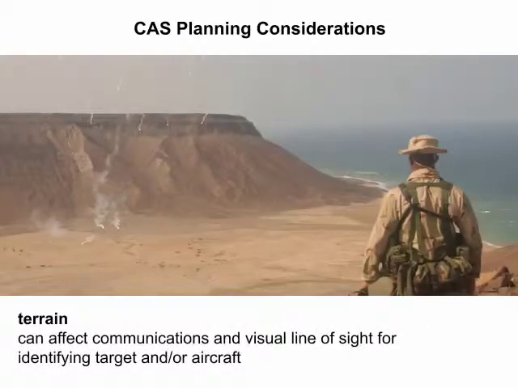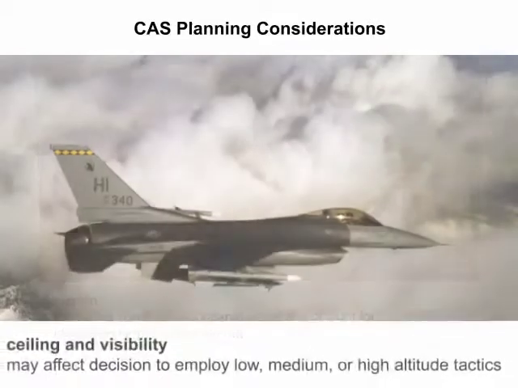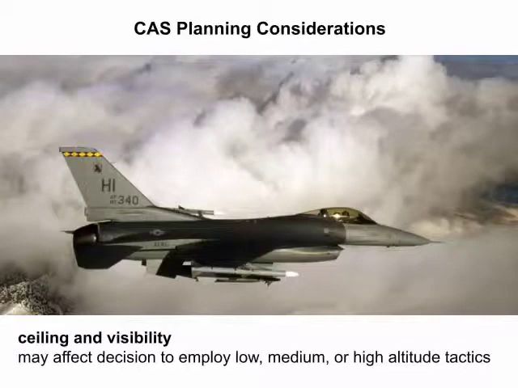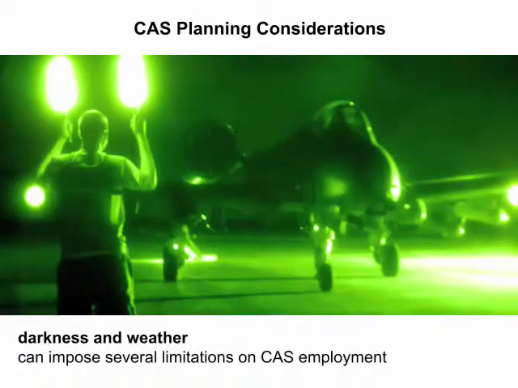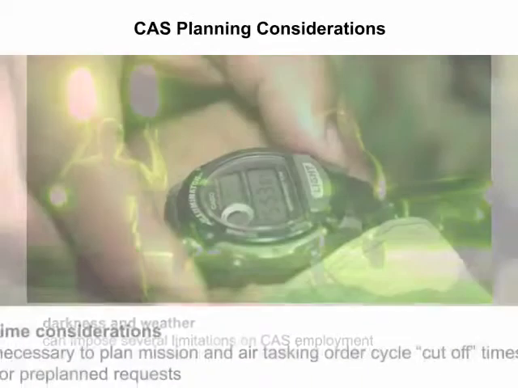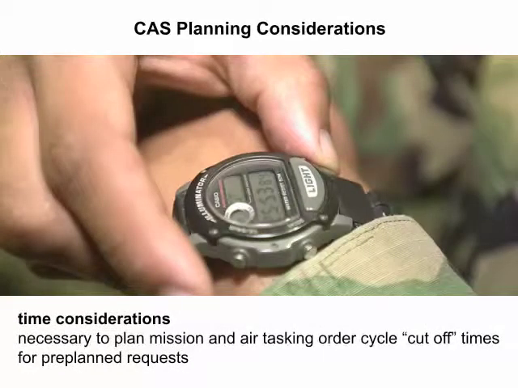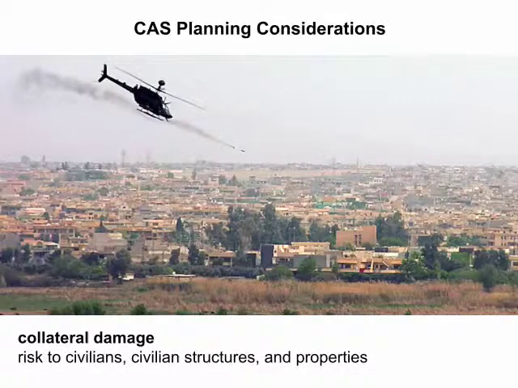Terrain can affect communications and visual line of sight for identifying the target and/or aircraft. Ceiling and visibility may affect the decision to employ low, medium, or high altitude tactics. Darkness and weather can impose several limitations on CAS employment. Time considerations include time necessary to plan the mission and air tasking order cycle cutoff times for pre-planned requests. Collateral damage risk to civilians, civilian structures, and properties associated with CAS attacks.